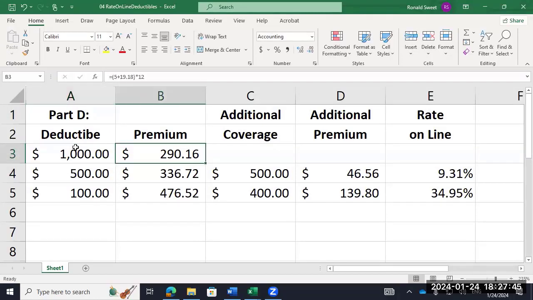With a $1,000 deductible, the premium was $290. With a $500 deductible, the premium was $336. With a $100 deductible, the premium is $476. So the way to think about this is, how much additional coverage am I getting? If I go from 1,000 to 500, I'm getting an extra $500 of coverage. What is that costing me? It's costing me $46. So what rate online says is, how much is the premium as a percentage of the additional coverage? And you want that number as low as possible.